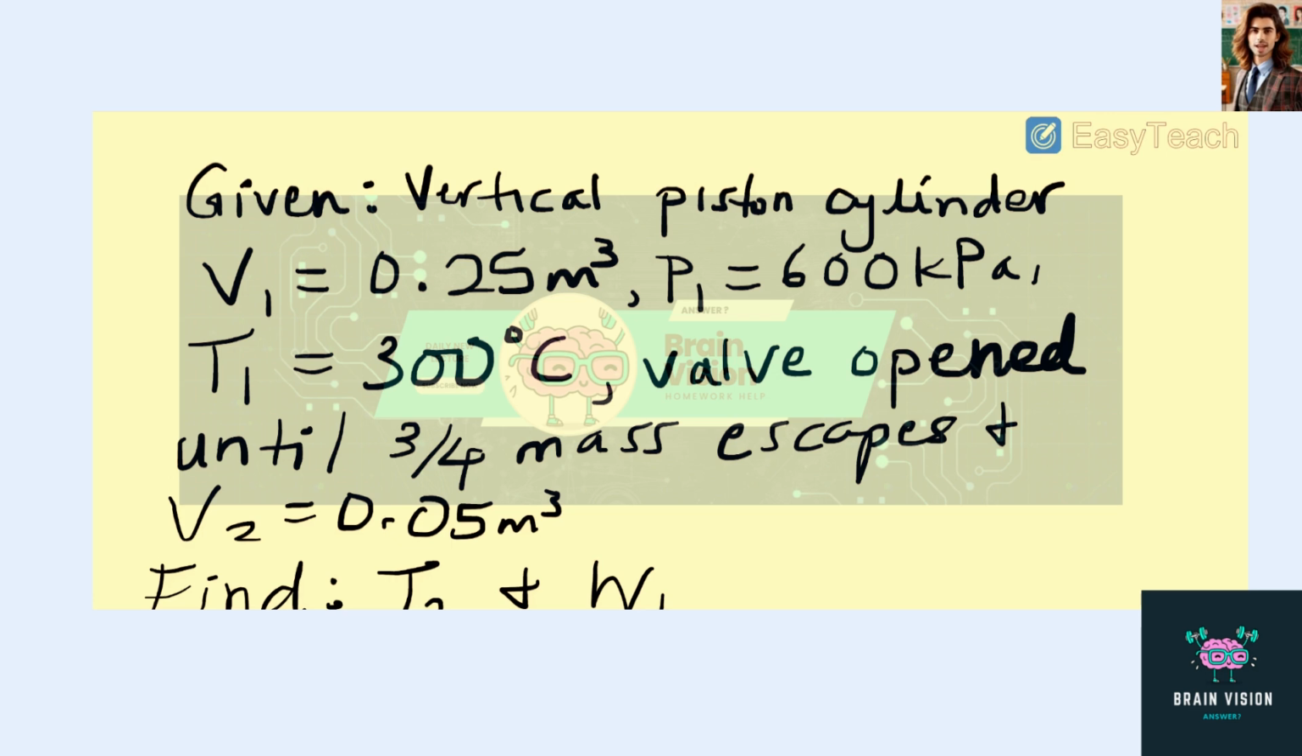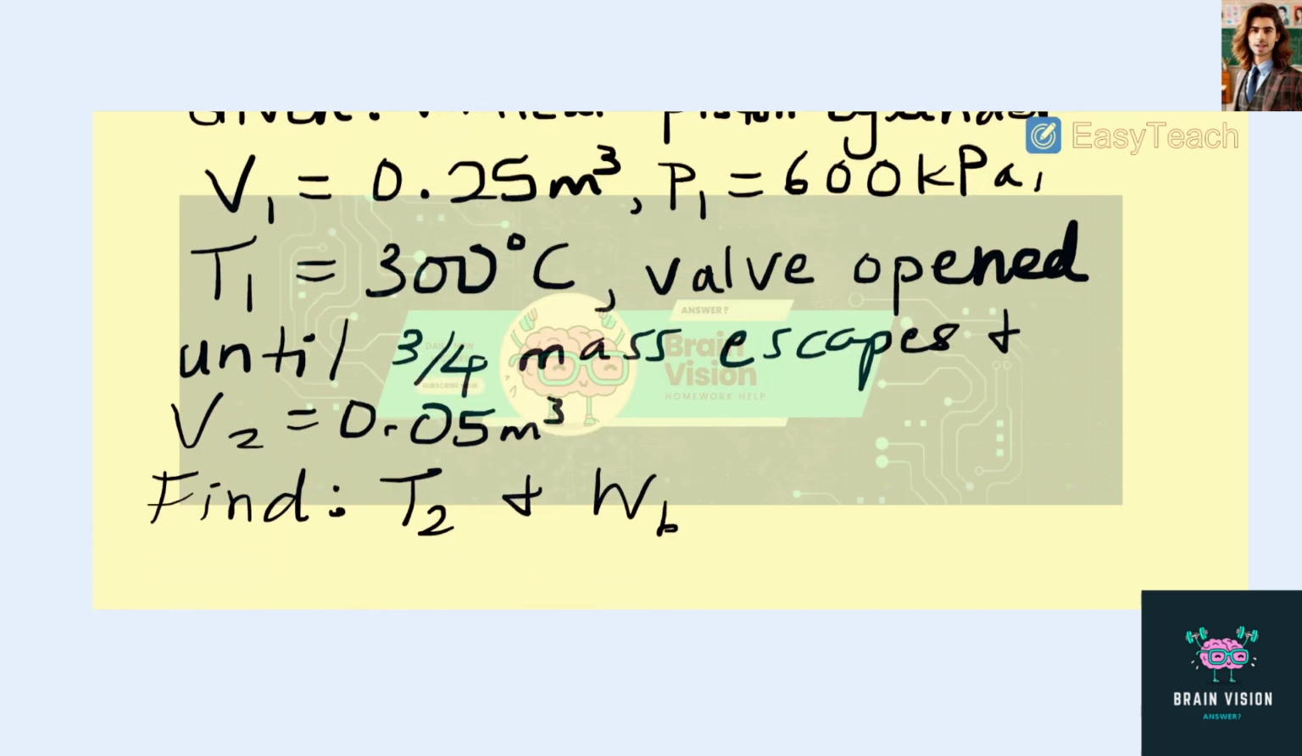Hi everyone, so what we have is a vertical piston cylinder that has an initial volume of 0.25 cubic meters, an initial pressure of 600 kilopascals, and an initial temperature of 300 degrees Celsius. There's a valve that's open until 3/4 of the mass escapes, and the final volume is 0.05 cubic meters. What we're asked to find is the final temperature in the cylinder and the boundary work during this process.